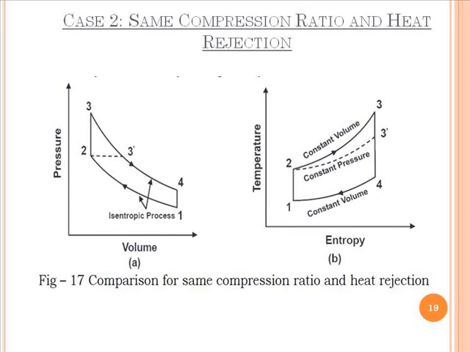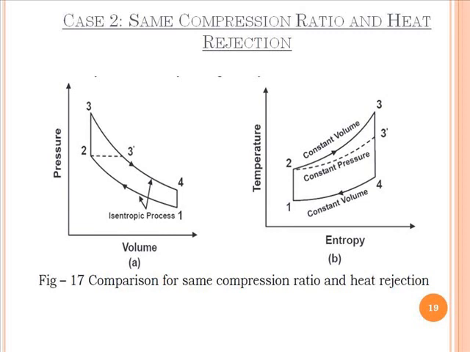We will consider the second case, that is comparison of Otto cycle, diesel cycle and dual cycle for same compression ratio and same heat rejection. So here you can see the PV diagram and TS diagram for Otto cycle, diesel cycle and dual cycle for same compression ratio and same heat rejection.